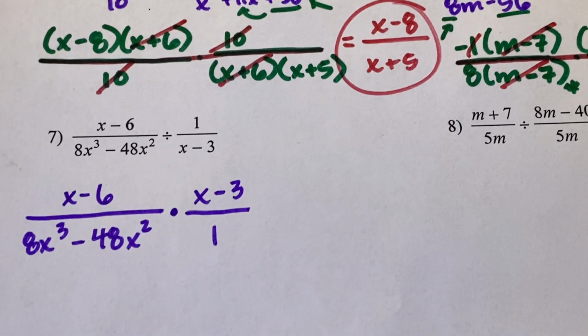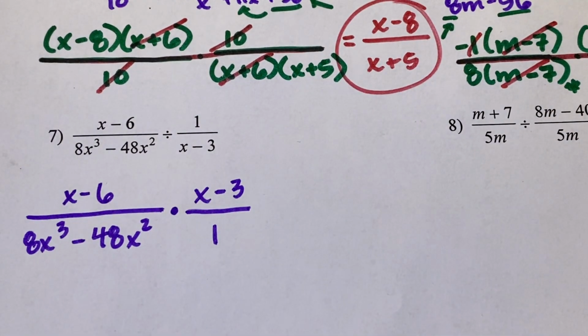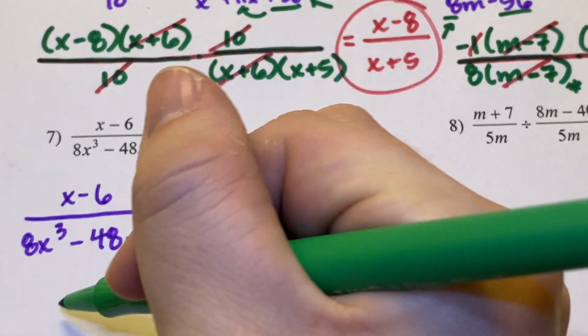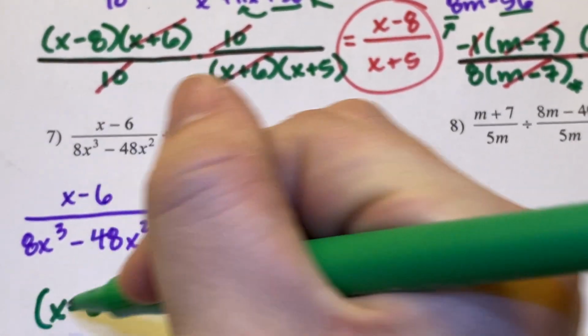Okay, so keep, change, flip. Now what we've got to do is factor and see if things can cancel. So let's look at our first denominator. X minus 6. Can I factor it? No. Nope. It's as factored as it'll go. X minus 6. Yay.